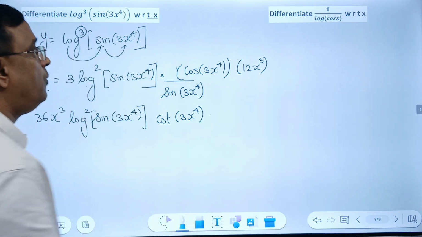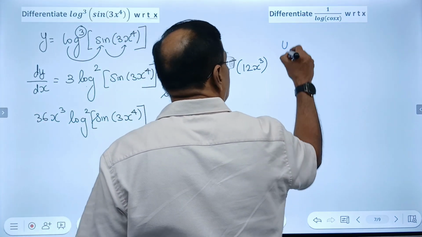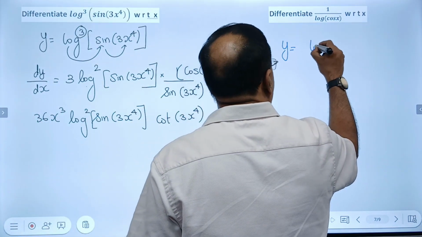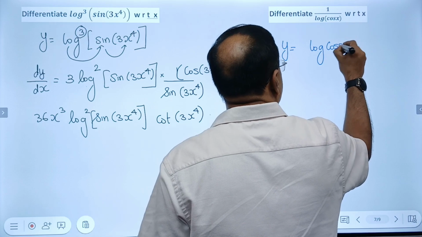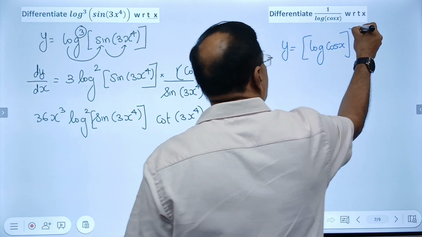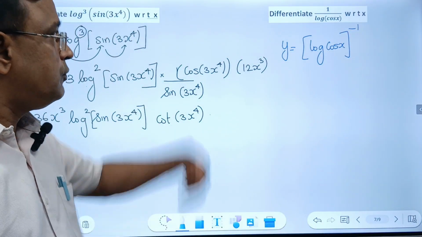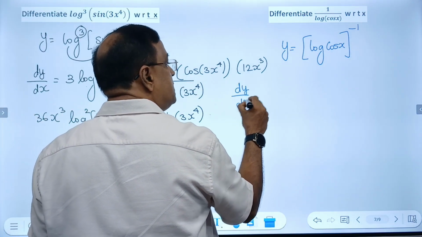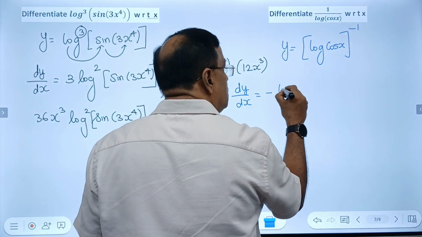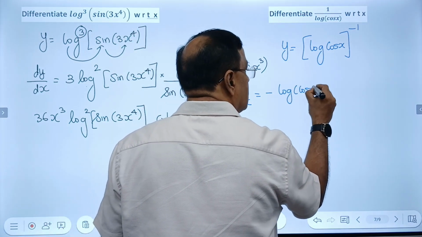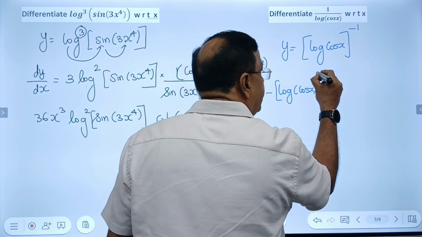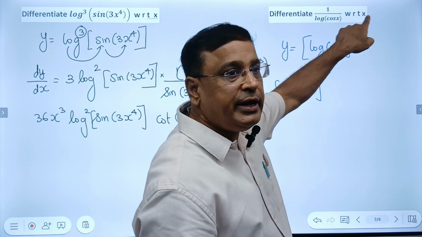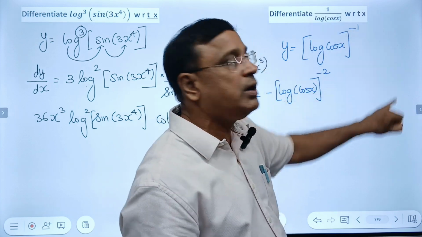Let's do one more. y equal to, you know, differentiation cannot be done in the denominator. So what do I do? I take this up, log of cos x, the whole power minus 1. Correct? If you go, take it up. Now dy by dx, what do you see first? I see the power minus log of cos x, the whole power minus 2. Why minus 2? n into x to the power of n minus 1. Minus 1 is minus 2.